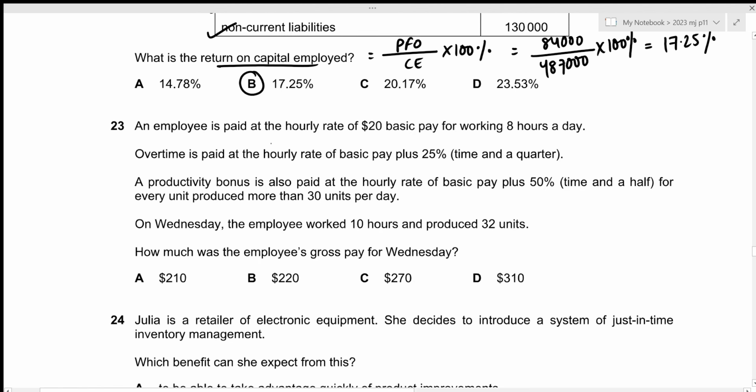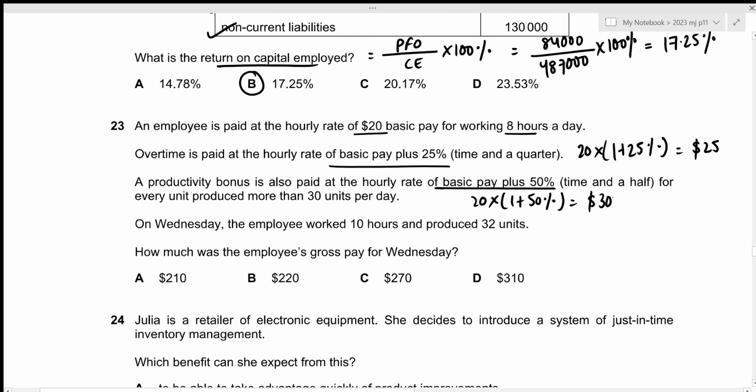An employee is paid at the hourly rate of 20 basic pay for working 8 hours a day. Overtime is paid at the hourly rate of basic pay plus 25%. So that is 20 times 1 plus 25%, which results in 25. Then a productivity bonus is also paid at the hourly rate of basic pay plus 50%. So that's 20 times 1 plus 50%, which results in 30. For every unit produced more than 30 units per day, on Wednesday, the employee worked 10 hours and produced 32 units. What was the employee's gross pay for Wednesday?